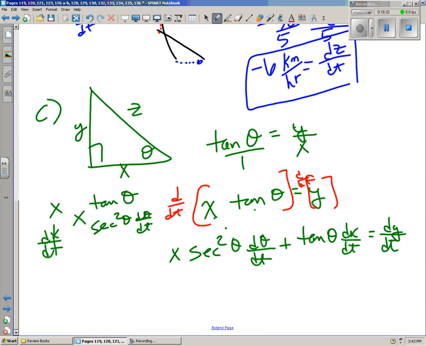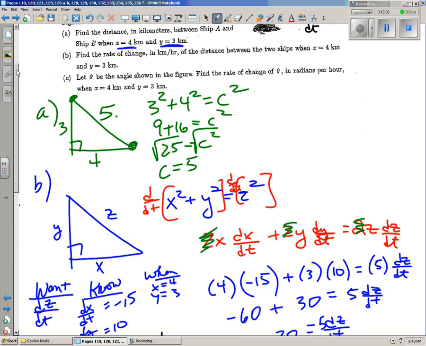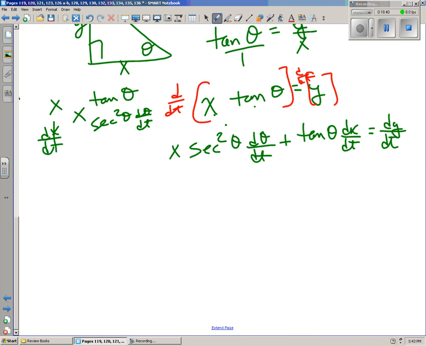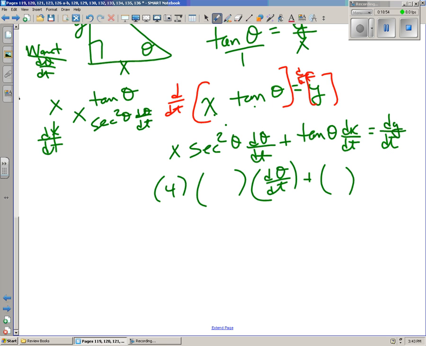Okay, so let's see. We want to do all this stuff when x is 4 and y is 3. So let's see what we know here. When x is 4, we know x is 4. We want to find d theta over dt. That's what we wanted. I probably should have written it at the beginning. We want d theta over dt, that's the rate of change of the angle, plus tan theta dx over dt, which was negative 15, equals dy over dt, which was 10.